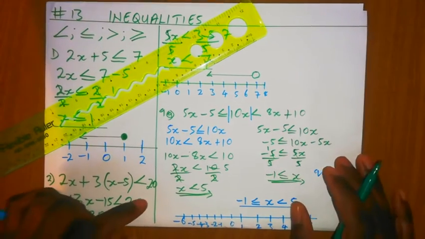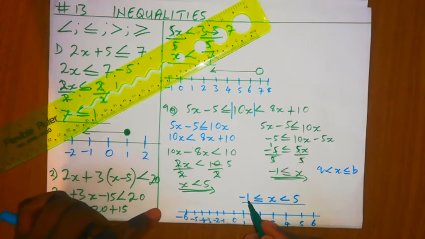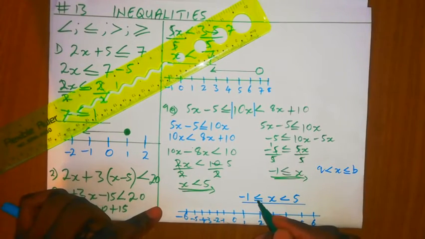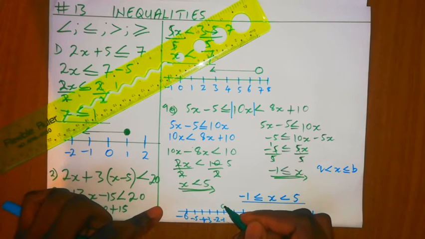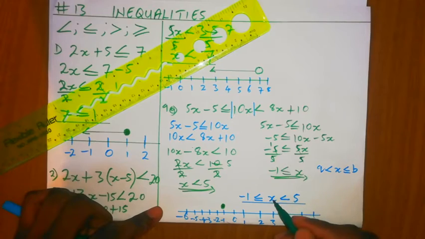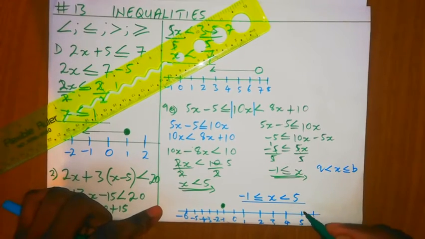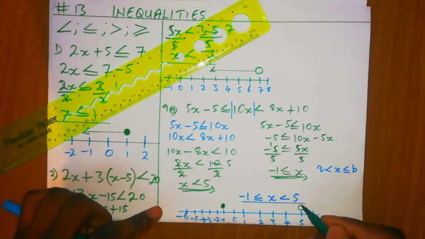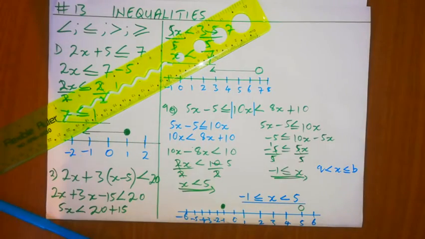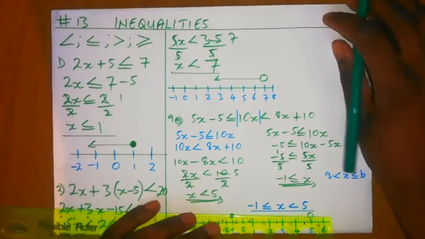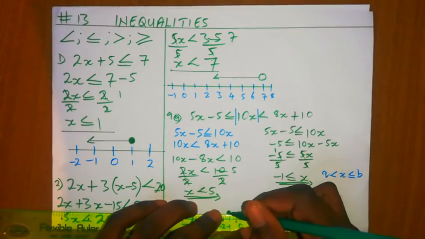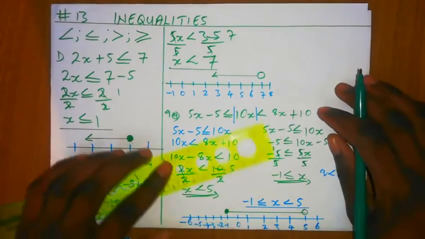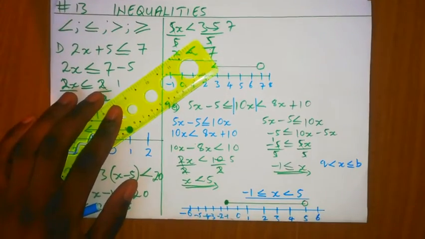Where we want to illustrate now, we have to consider this negative 1. What was the sign saying? It was saying less than or equal to. So at negative 1, I'm going to put a shaded circle there. Then what about between x and 5? It was saying less than 5. It means this 5 is not included. You then join this with your ruler. That is your final answer. You have illustrated there.